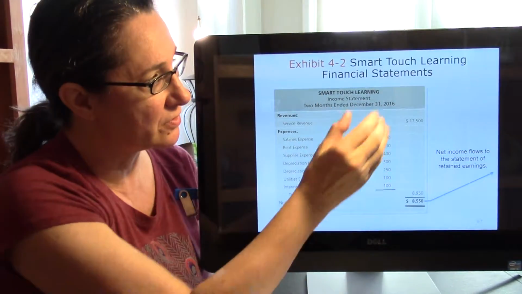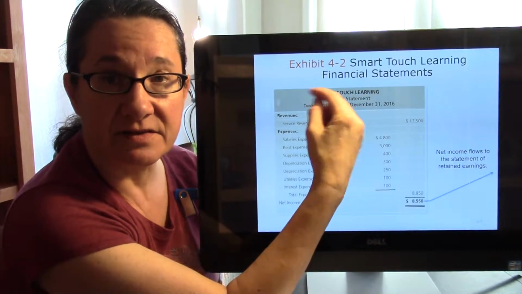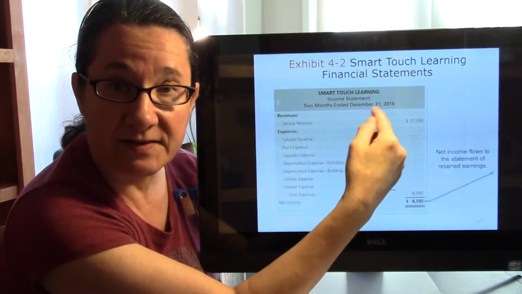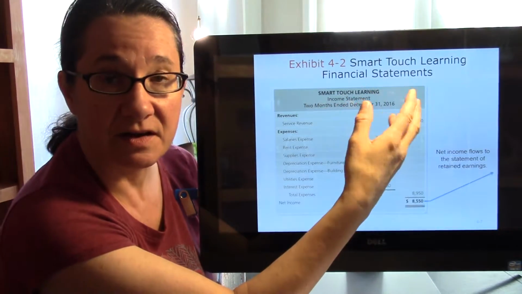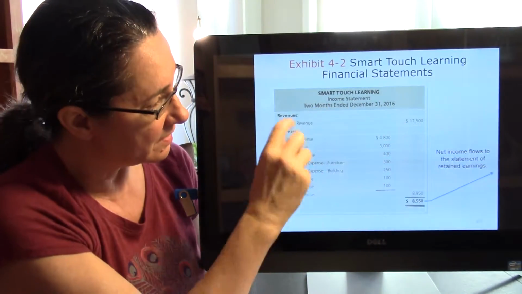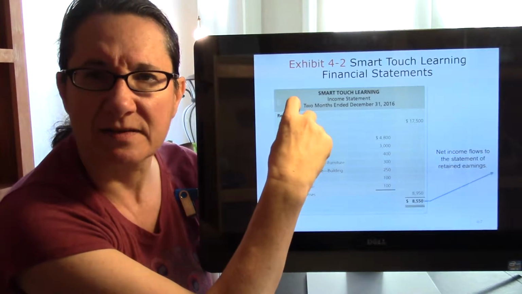So it goes in this order. You have to have a title that says what company this is. What statement is this? It's the income statement. For what period? Is it a month? Is it a year? And when did it end? Then your revenues go first, because we want to see those first, right?